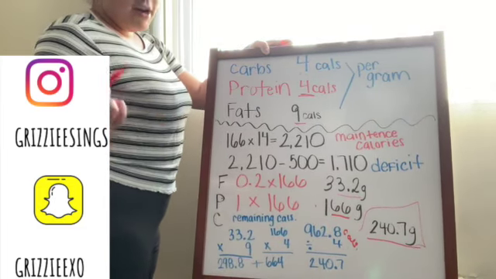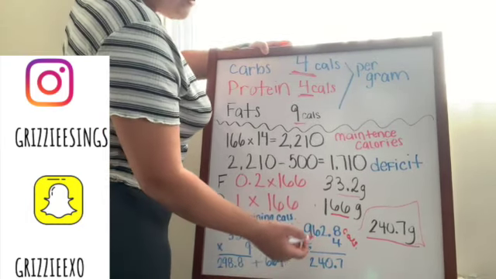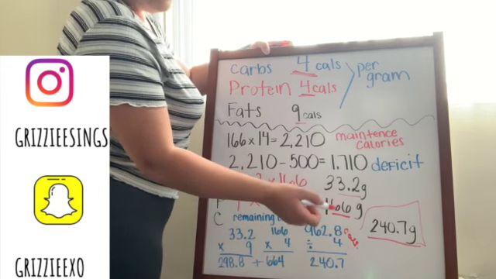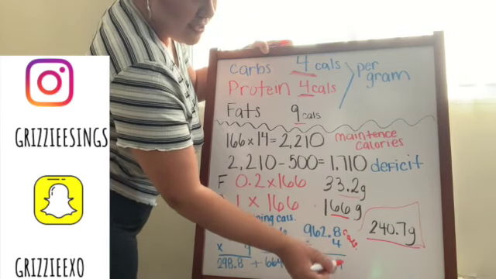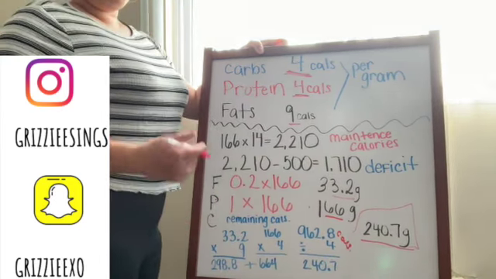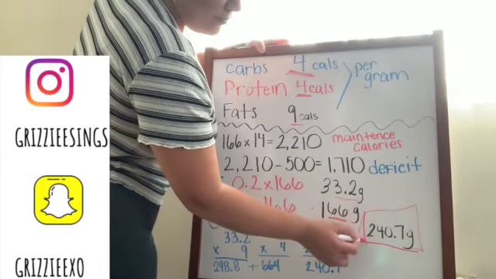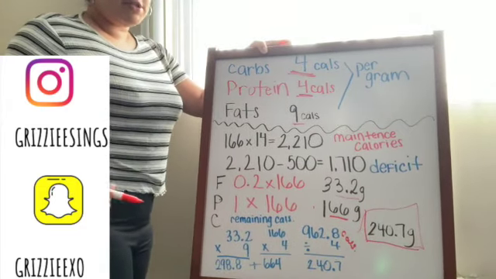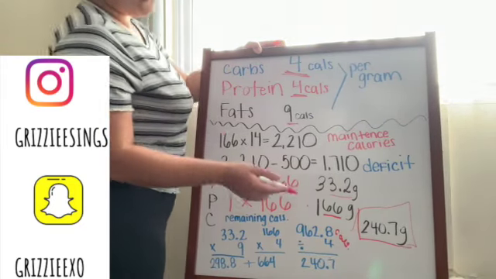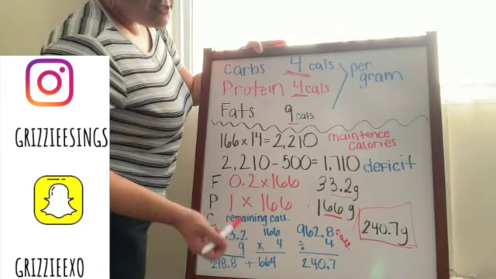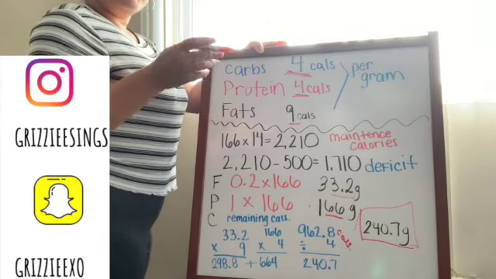Now, for the carbohydrates, it's 4 calories per gram. So we're going to divide that. We're going to divide 962.8 by 4, and the number that I get is 240.7. So that is how many grams of carbs I need to lose weight. So ultimately, my fat intake for the day will be 33.2 grams. My protein will be 166 grams of protein, and my carbohydrates is going to be 240.7 grams of carbohydrates.